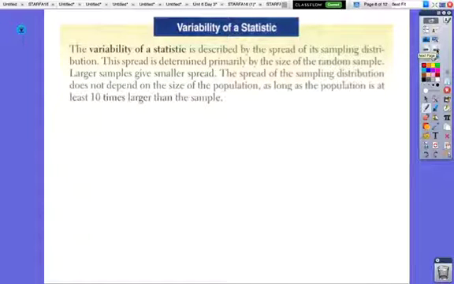The variability of a statistic is described by the spread of a sampling distribution. The spread is determined primarily by the size of the random sample. Larger samples give smaller spread. The spread of a sampling distribution does not depend on the size of the population as long as the population is at least 10 times larger than the sample.